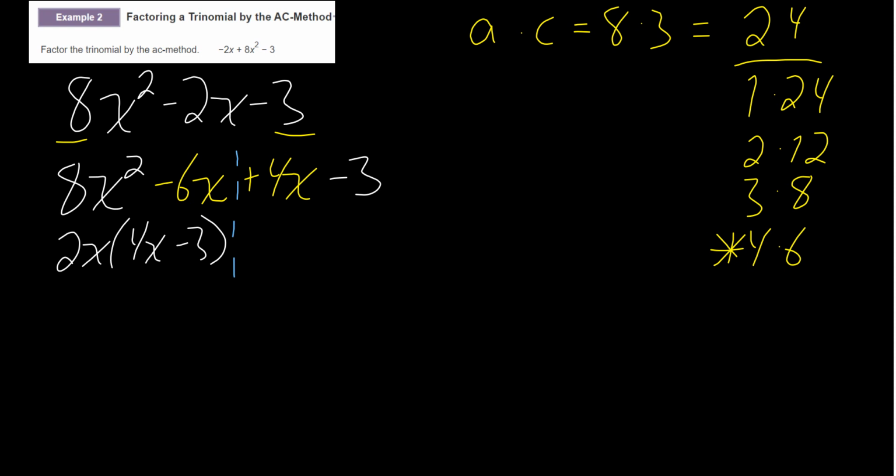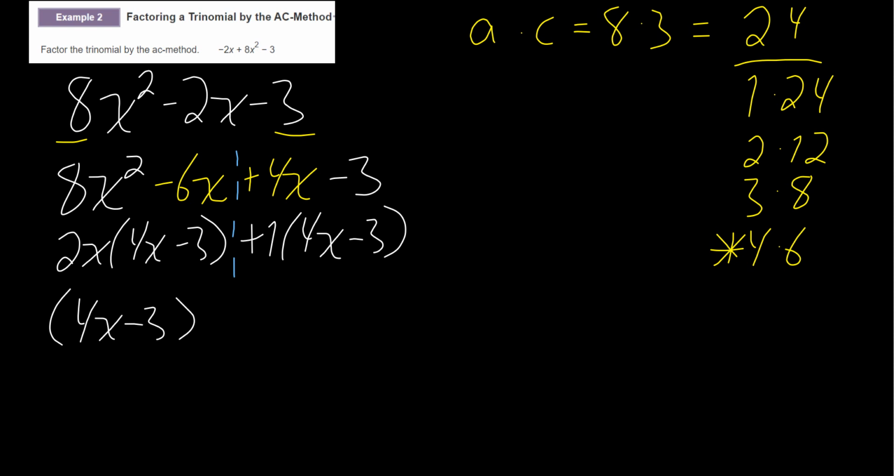Well, I can factor out a positive 1, can't I? And that leaves me with 4x minus 3. Excuse me. And then therefore my answer would be 4x minus 3, 2x plus 1. And that's it.